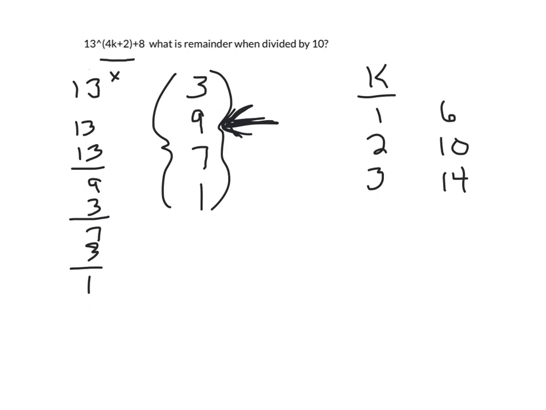13 to the 4k plus 2 is going to end in a 9, but then you're going to add an 8 to it, and that's going to be 17, and so the units digit is going to be a 7.